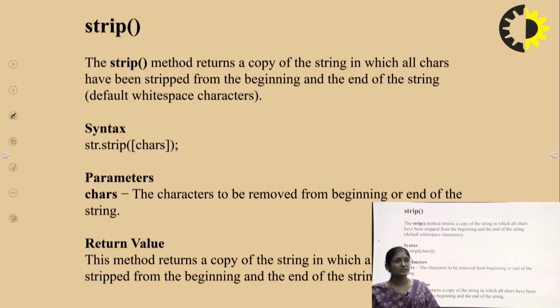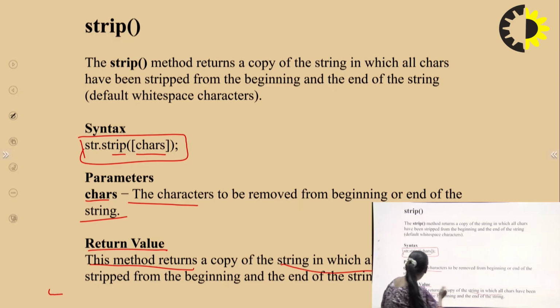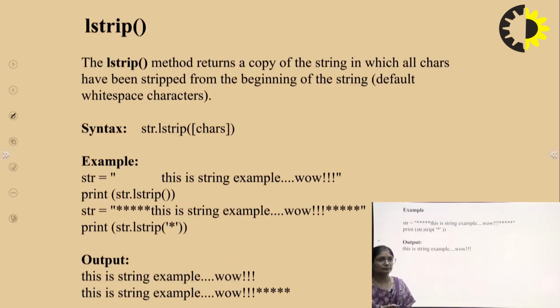This is strip. The strip method returns a copy of the string in which all characters have been stripped from the beginning and the end of the string, by default white space characters, and the syntax is string.strip(chars). Parameters: chars, the characters to be removed from the beginning or end of the string. Return value: this method returns a copy of the string in which all the characters have been stripped from the beginning and end of the string.